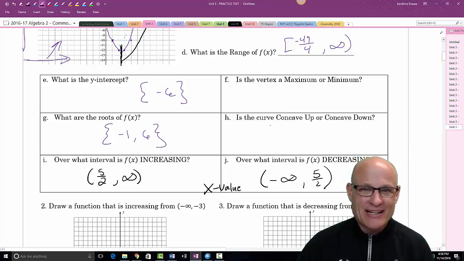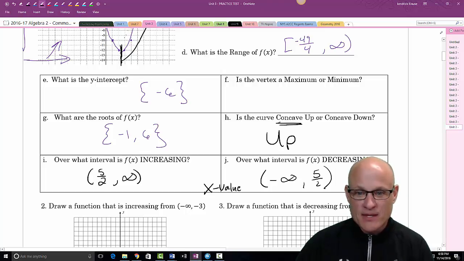Concavity will come into play next year. I just want you to get used to that terminology. It's concave up. And is it a min or a max? Obviously, it's a min.